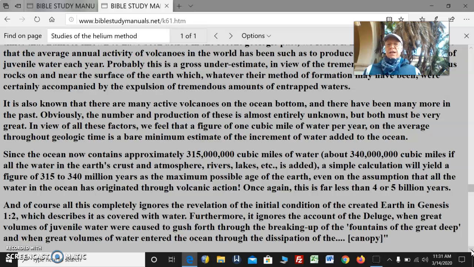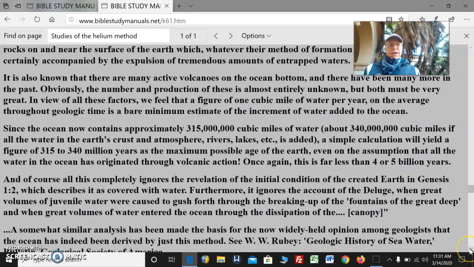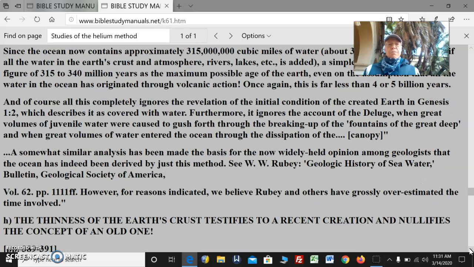Since the ocean now contains approximately 315 million cubic miles of water, about 340 million cubic miles if all the water of the Earth's crust and atmosphere, rivers, and lakes is added, a simple calculation will yield a figure of 315 to 340 million years as the maximum possible age of the Earth, even on the assumption that all the water in the ocean has originated through volcanic action. Once again, this is far less than the 4 to 5 billion years. We're being very conservative and showing that we can't even get to 1 billion years.